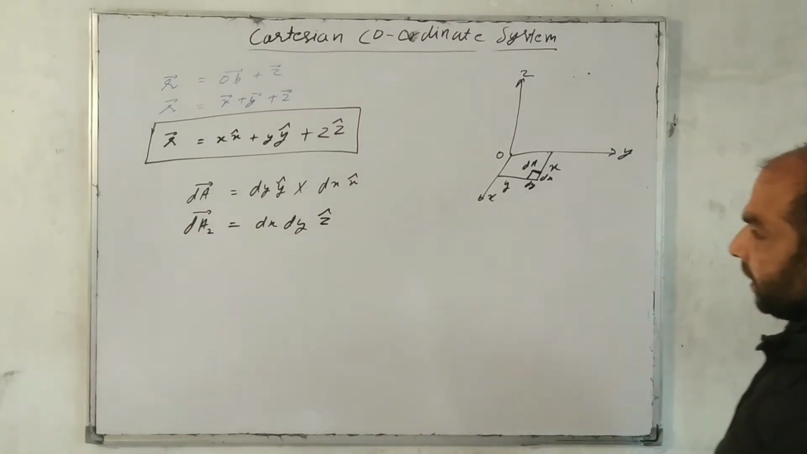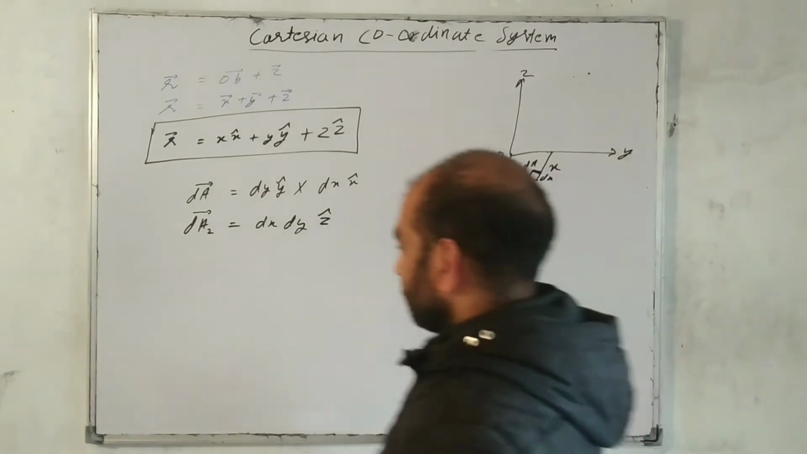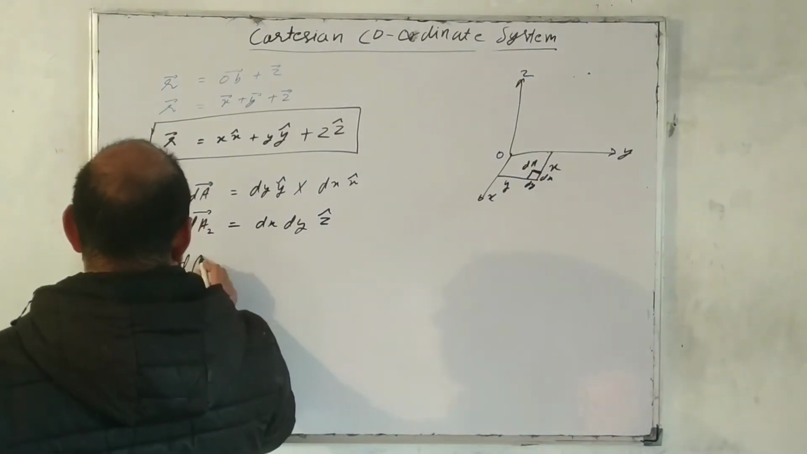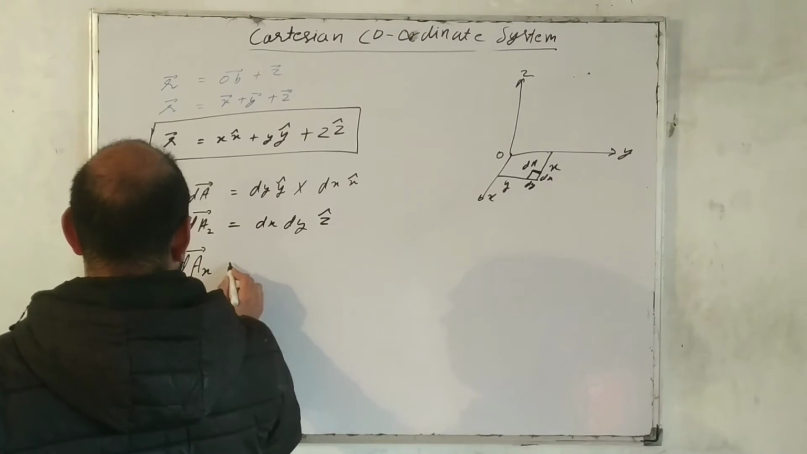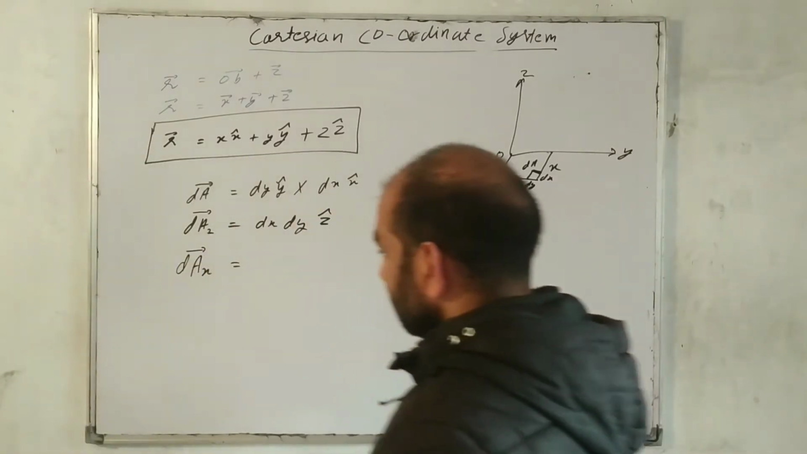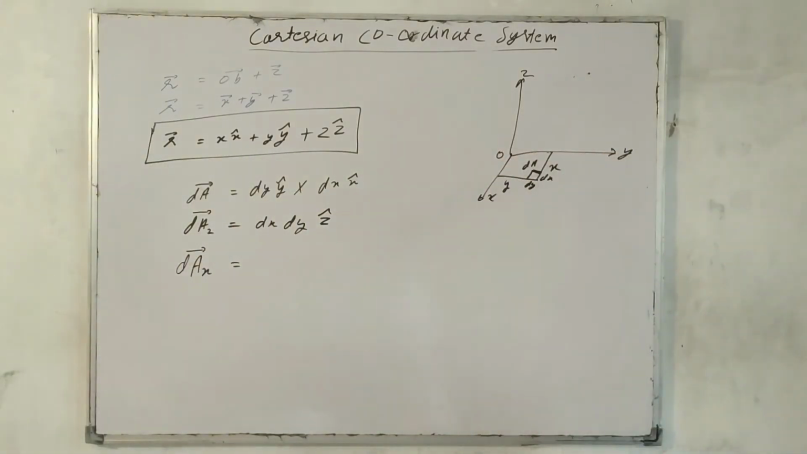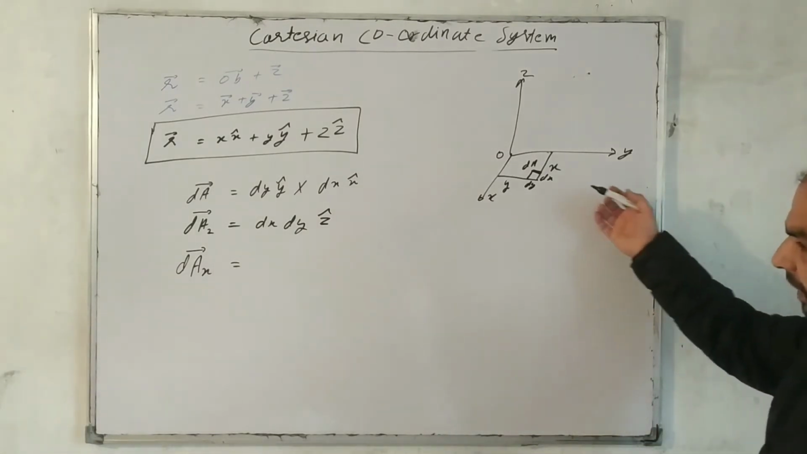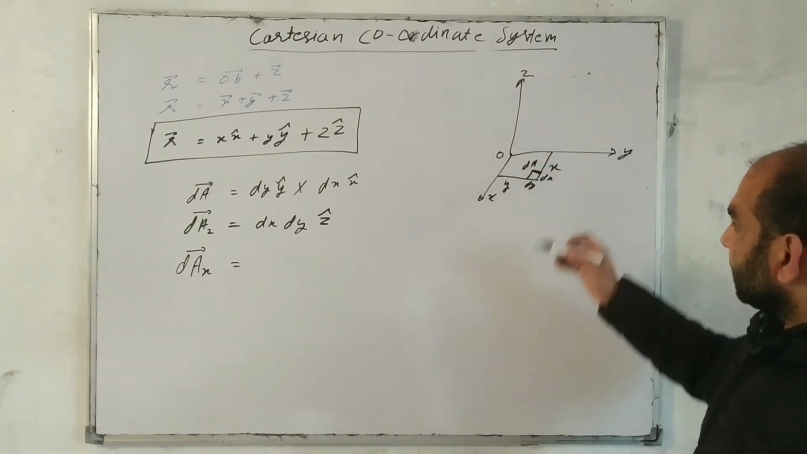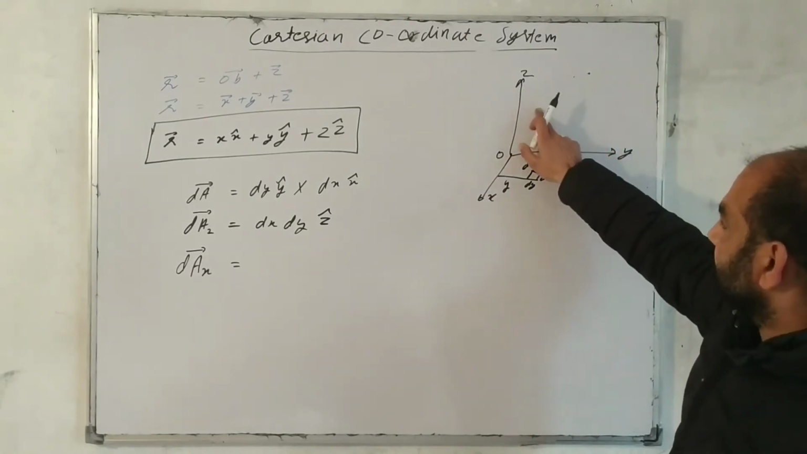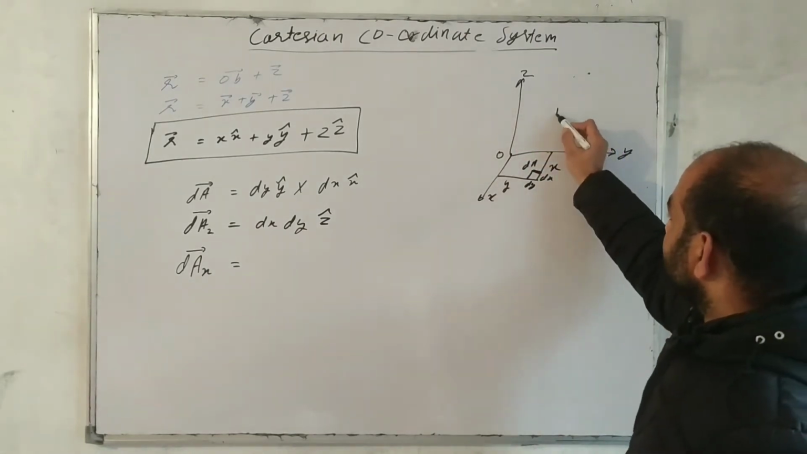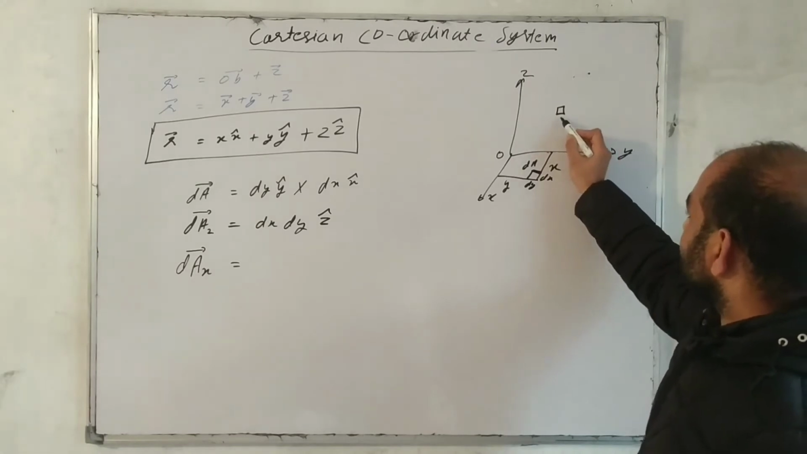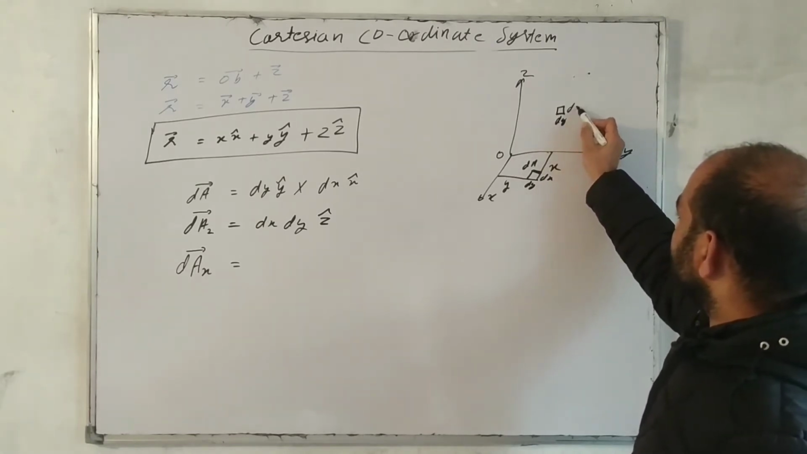Similarly, you can find the area vector in the other directions also. So this is the dA x vector. What will be the area element along the direction of x? If we are taking the area element along x, then we will choose the yz plane. Then there will be an area element like this: this will be dy, this will be dz.